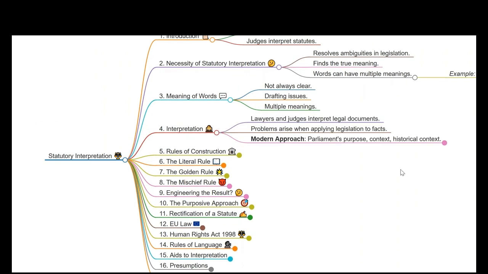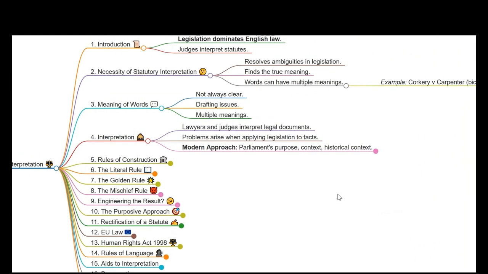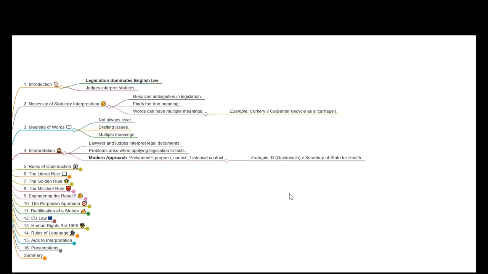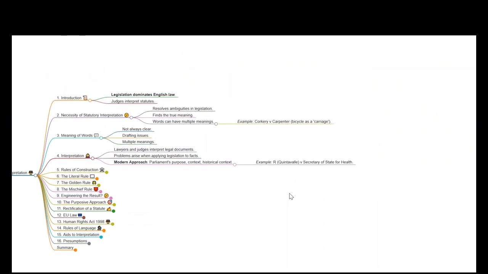4. Interpretation. Problems of interpretation arise when deciding whether legislation applies to a particular set of facts. The modern approach focuses on giving effect to Parliament's purpose, reading provisions in the context of the statute as a whole and its historical context. A key example here is Quintavalle v. Secretary of State for Health. This case demonstrates the importance of understanding the broader context when interpreting laws.